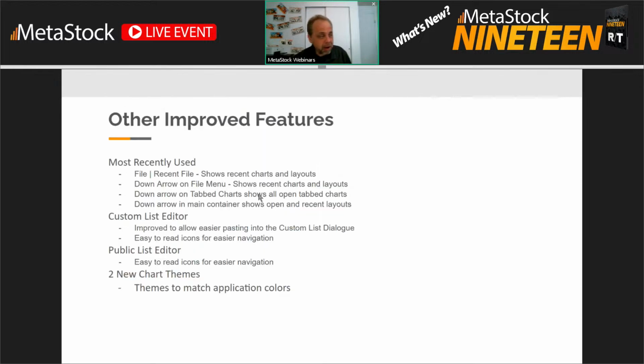There's also the down arrow on the file menu. There's the down arrow on the tab charts. It's really, really easy to go in. There's a bunch of different ways to find those charts that you've got open and switch to them. I find in Chrome all the time, I'm like, where's that tab? I told you earlier, I have 64 of them open at any given time, right? So I'll click on that down arrow, and it just shows me all the tabs that are open, and I just go to the tab that I want.